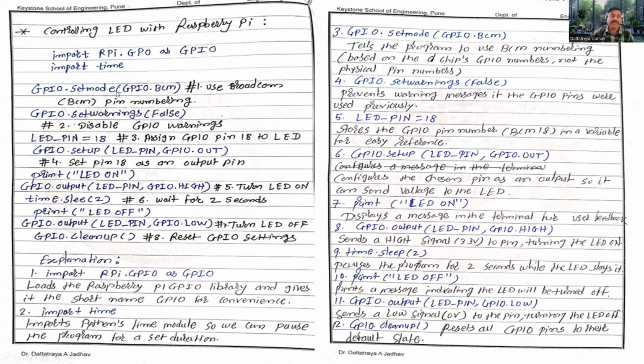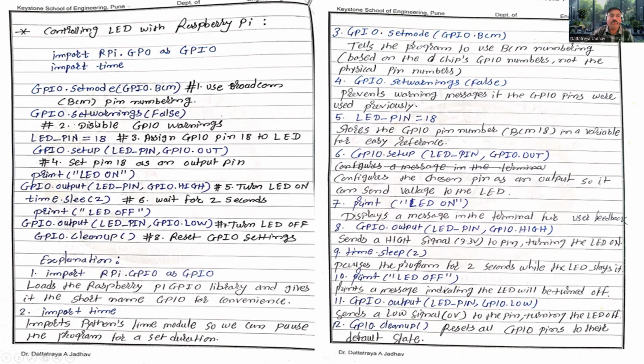Next command is GPIO.setmode. We have to set the mode, that is GPIO.BCM. BCM is Broadcom, whatever the number of pins we use on the Raspberry Pi Broadcom board. So that is the initialization of the pins, that is the pin numbering. Then GPIO.setwarnings(False). It is used to disable the GPIO warnings. Whatever GPIO warnings there are can be disabled with the help of GPIO.setwarnings.